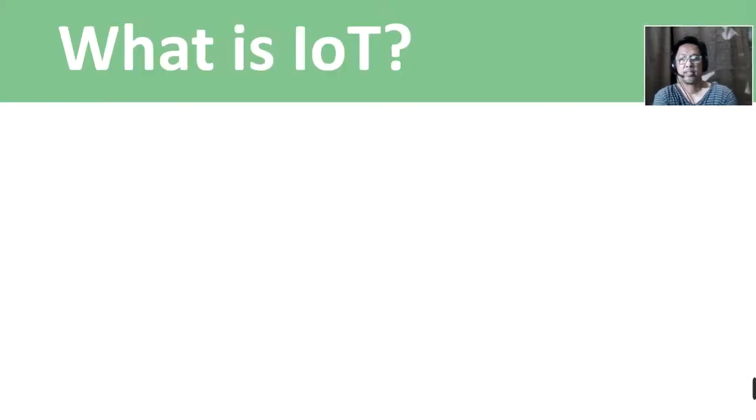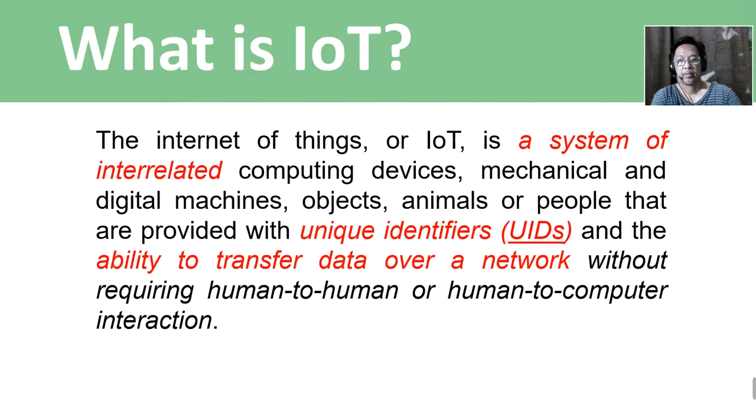What is Internet of Things? The Internet of Things, or IoT, is a system of interrelated computing devices, mechanical and digital machines, objects, animals, or people that are provided with unique identifiers or UIDs and the ability to transfer data over a network without requiring human to human or human to computer interaction.